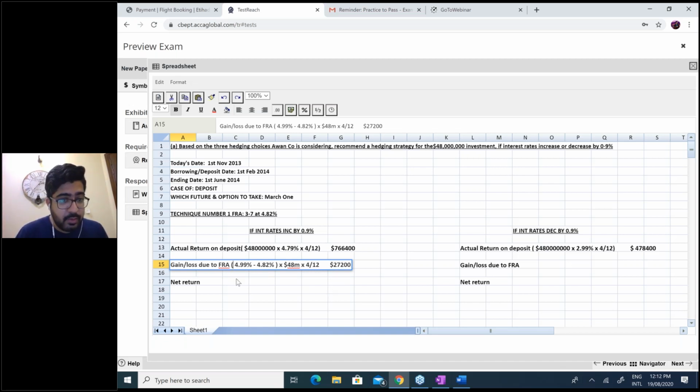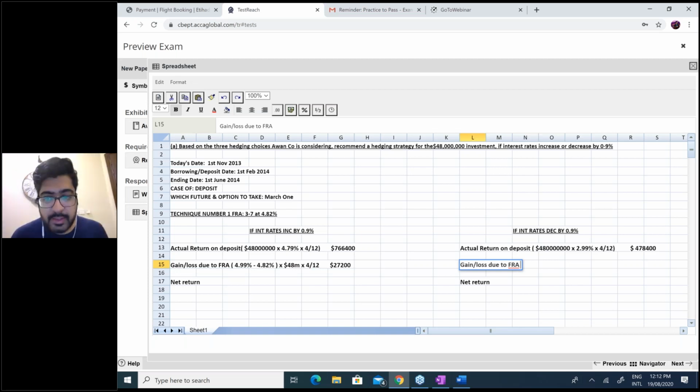How did you find gain or loss due to FRA? Take the difference in rates. When interest rates increased by 0.9, they became 4.99. But in FRA, you locked the rate at 4.82, into amount into time period over 12. Okay, and come here. If interest rate decreased by 0.9, gain or loss due to FRA, apply the format.